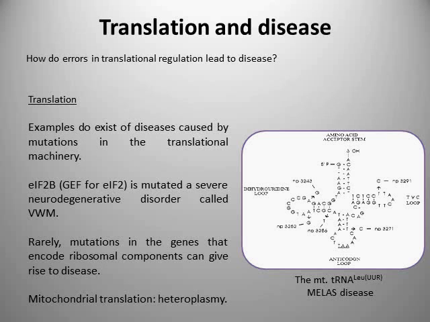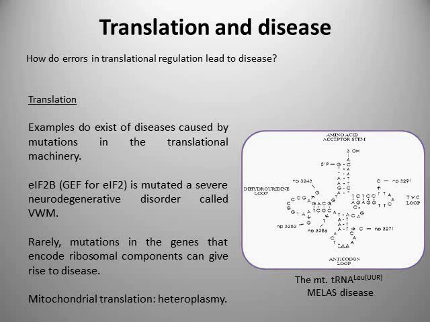There are examples of mutations in specific subunits involved in translation that lead to disease. So for example, there's a rare disease called vanishing white matter that's a neurodegenerative disorder, and this results from a mutation in the eukaryotic initiation factor 2B. The 2B factor is involved in the assembly of the small subunit of the ribosome. It's a guanine exchange factor, which means it exchanges GTP during the assembly of that small ribosomal subunit.